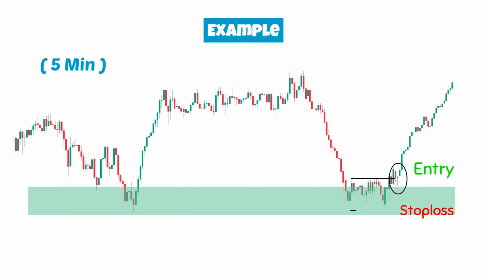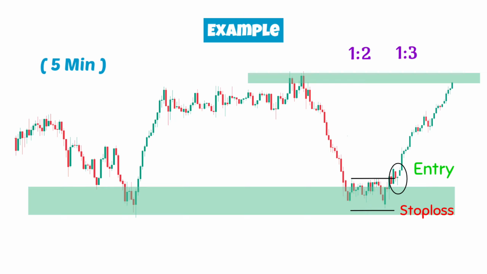You place your stop loss below the recent swing low, because if the price breaks below that level, your analysis would be invalid. For your target, you can use the next resistance level or simply follow your preferred risk-to-reward ratio, such as 1 to 2 or 1 to 3.